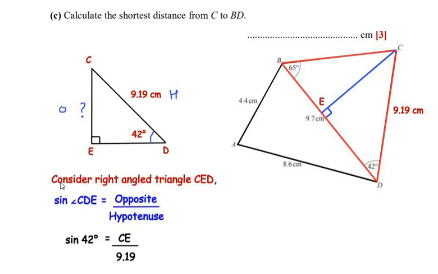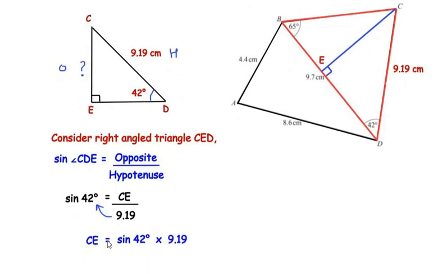So here we have written, consider the right angled triangle CED. So sine of angle CDE is equal to the opposite side over the hypotenuse. So sine of angle CDE becomes sine of 42 degrees is equal to the opposite side, CE, over the hypotenuse length, 9.19. Now let us take 9.19 on the other side of the equal sign. So we get CE is equal to sine 42 degrees times 9.19.